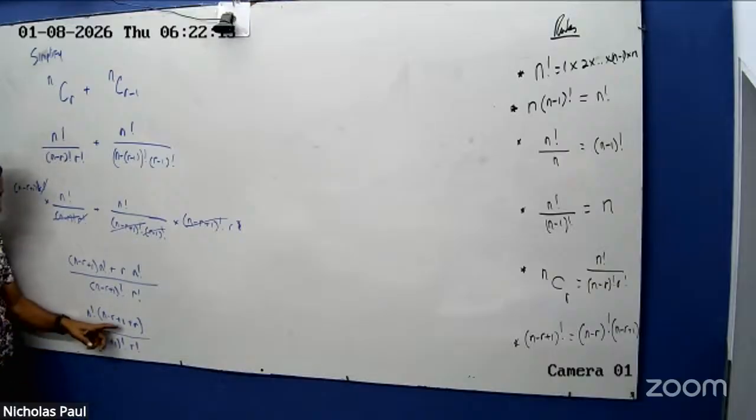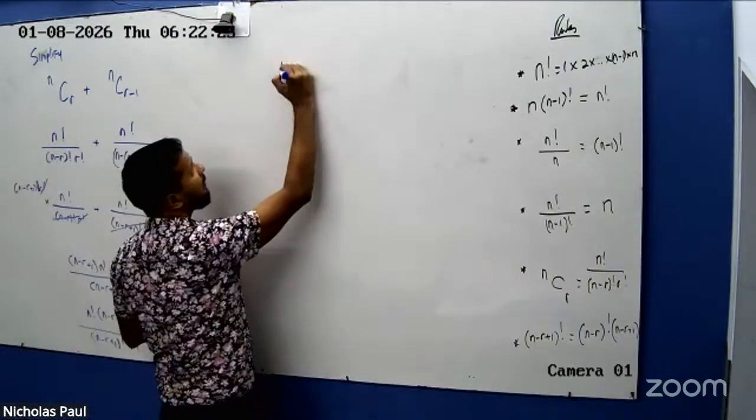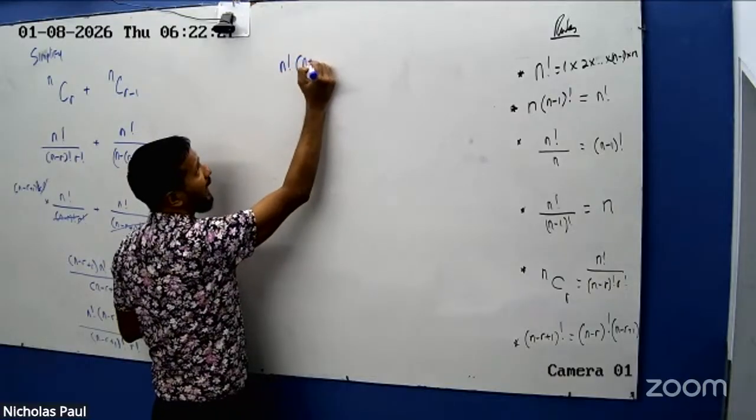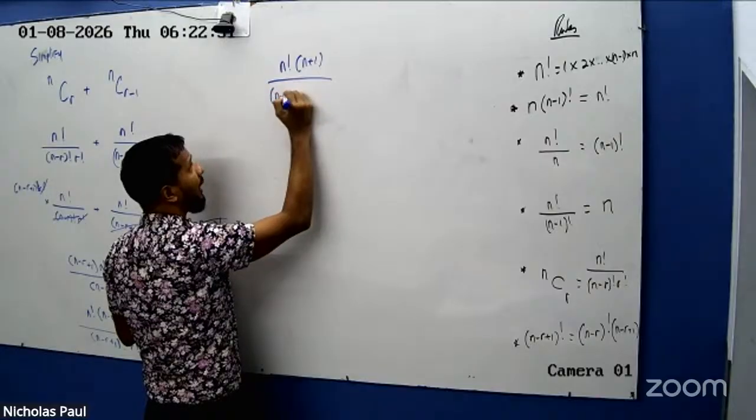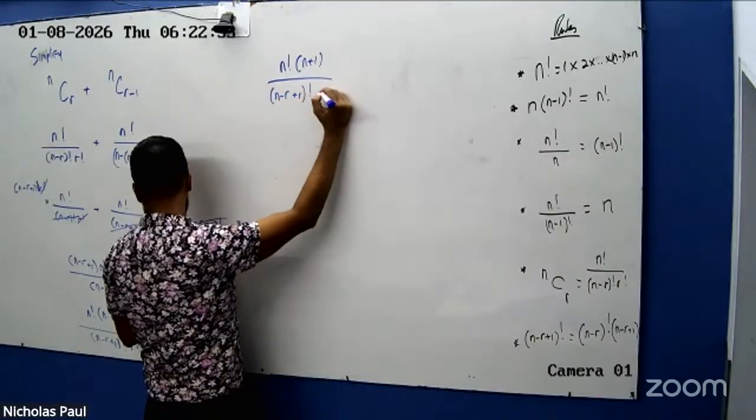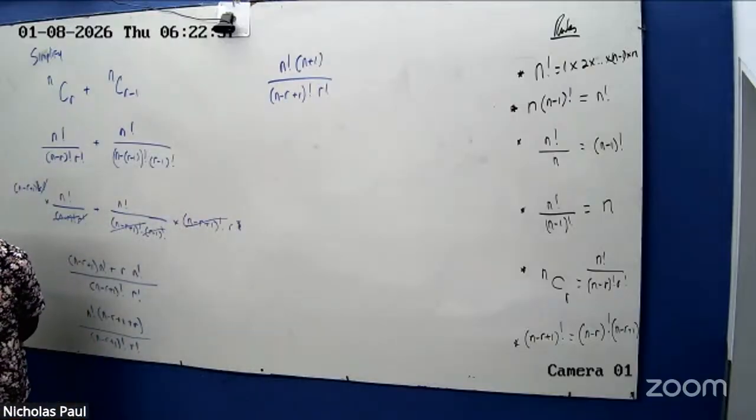What will happen with the r in there? Cancel, right? So you'll be left with n factorial times n plus 1 all over n minus r plus 1 factorial. Right. What is n plus 1 times n factorial?